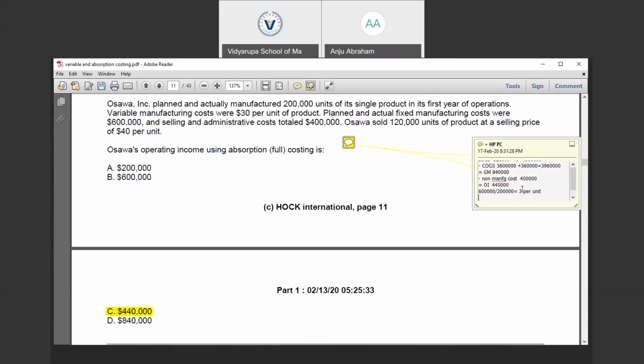So from the 200,000, we only sold 120,000. So this 120,000 into 3, 360,000, is going to be the fixed manufacturing overhead that we need to expense in the income statement for this particular period. Those are the fixed manufacturing overhead applicable to the number of units sold. The remaining 200,000 minus 120,000 units, 80,000 into 3, will remain as ending finished goods inventory value in the balance sheet. So that's why we only took 360,000, not the entire 600,000. Okay.